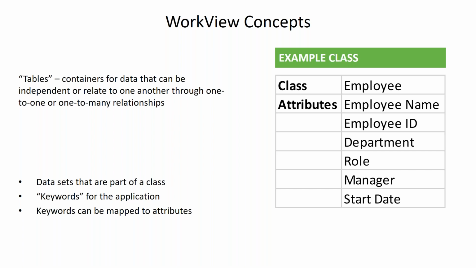And then we have our attributes, and attributes are more or less the keywords of your application. We have the ability to map a keyword directly to an attribute. So if you have a form on the front end of a process, maybe you're a government organization and you have this public-facing form, we're obviously not going to have everyone have access to the application itself. Well, that form can drive our WorkView app, and it's very easy to map those keywords over to attributes. An example here would be an employee class. Within employee, we might have employee ID, employee name, department, role, who their manager is, and maybe their start date.